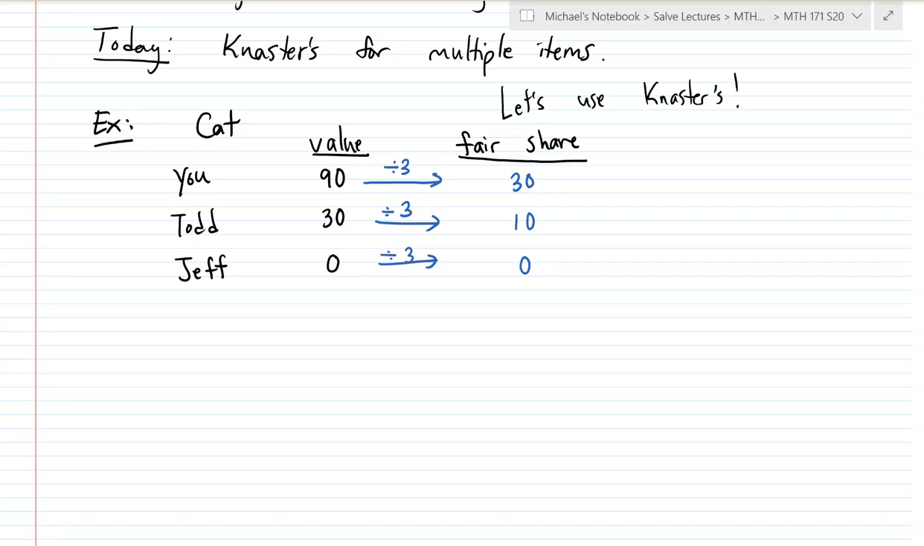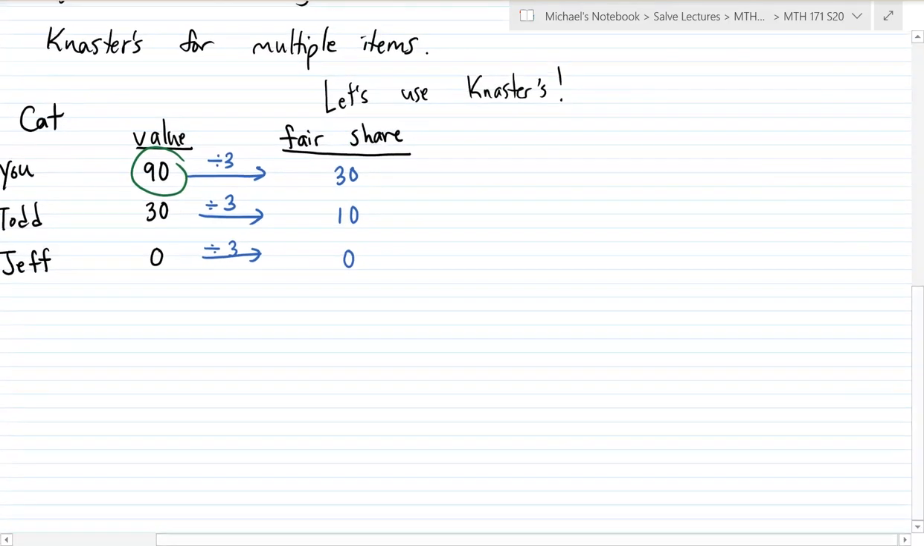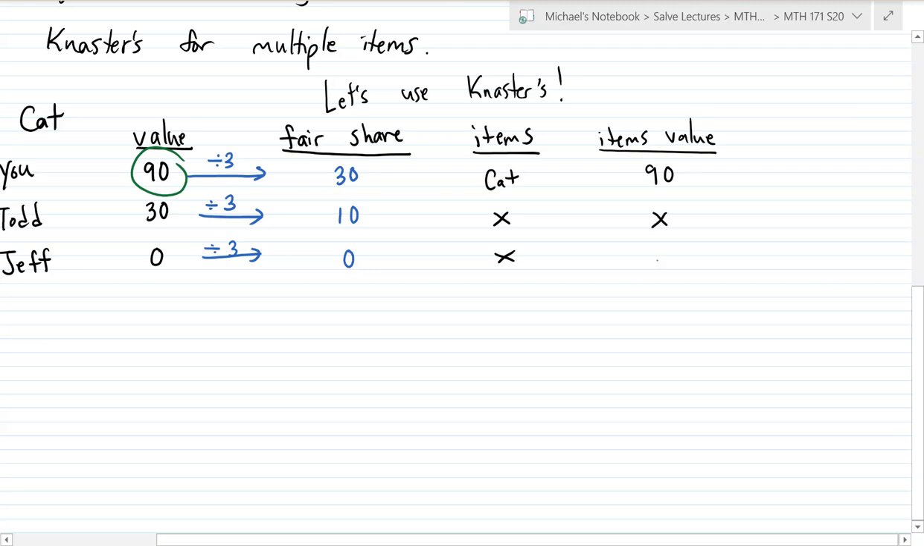Okay. So how does Knaster's work? The first thing that we do is the cat will go to the person who values it the most. Okay. So here I'm just going to make an items column, and okay, you get the cat, you get nothing else, and here the item's value to you is 90, and everyone else has no items, so they get nothing from their items.